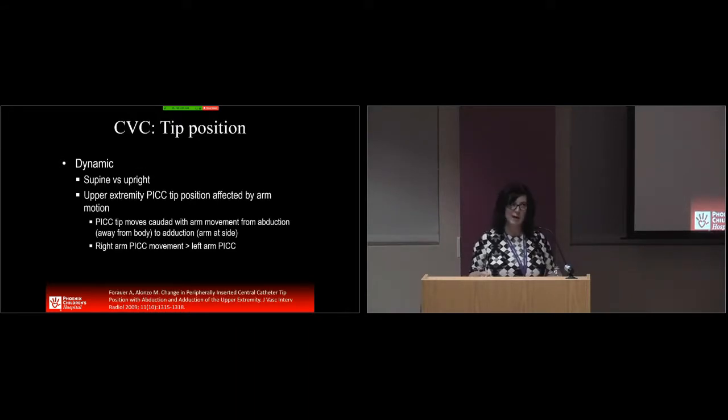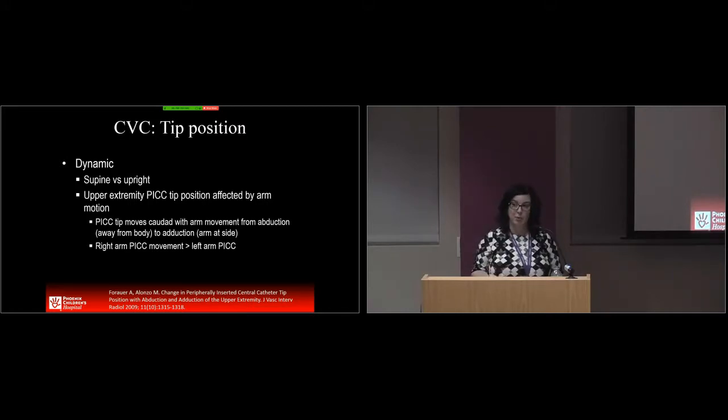The other thing to really know is that catheter tip position is very dynamic, especially with PICC lines and ports. So with a PICC line, if it's placed in the right arm, when the arm is brought down to the side, when it's adducted, the catheter tip is going to be in its deepest position. So when we're placing a line, that's typically how we position the arm to confirm tip position. When the arm is abducted, meaning brought away from the body, the catheter tip tends to go higher. There's more motion with right upper extremity PICCs than with left upper extremity PICCs.